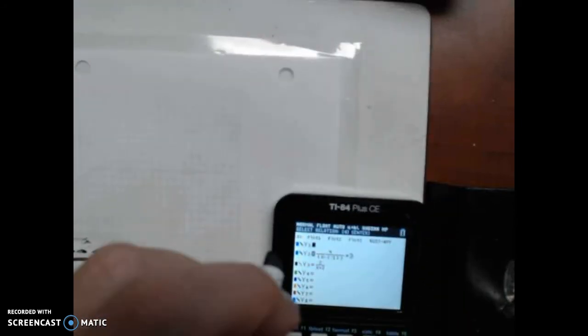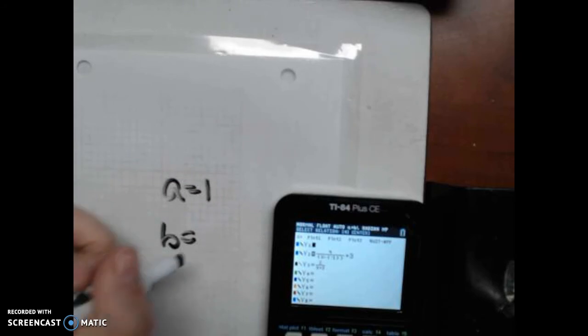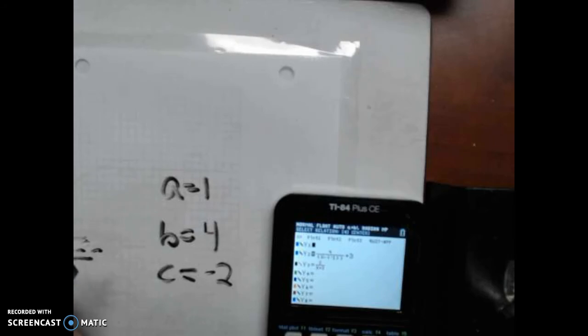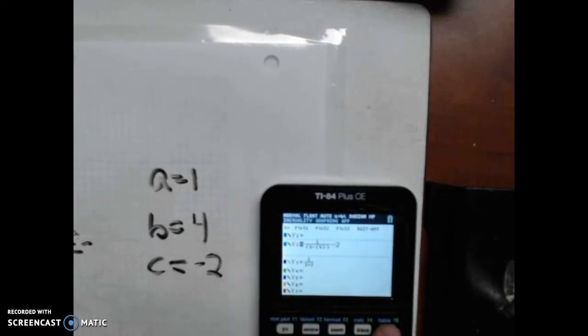Let me give you one more. Let's say that a equals 1, b equals 4, and c equals -2. Okay, so that means my equation has got to look like this: 1, this is going to be 4, and over here we've got -2. Oops, minus. Running out of time here. -2. So we should be able to predict the shifts.